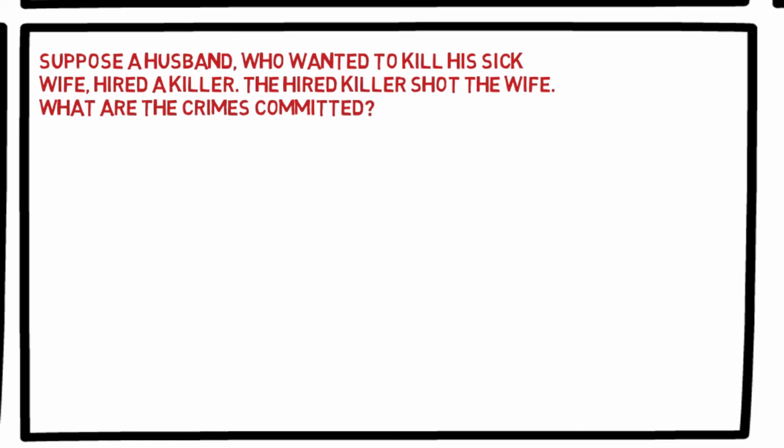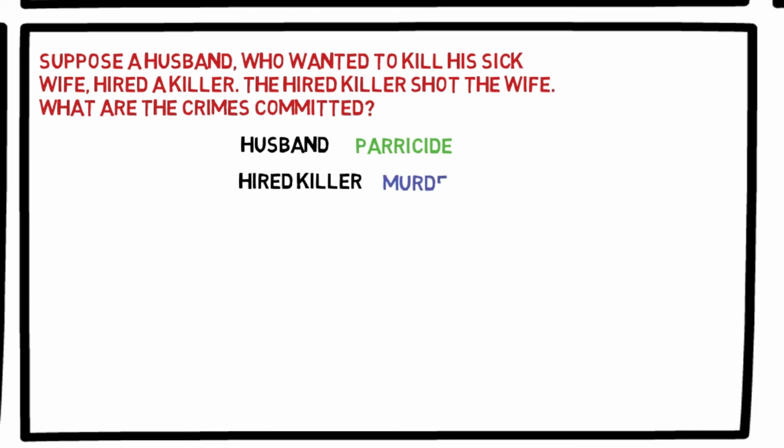Suppose a husband who wanted to kill his sick wife hired a killer. The hired killer shot the wife. What are the crimes committed? The husband is liable for parricide as principal by inducement. The hired killer is liable for murder, qualified by price, or the inducement of the husband. The personal relationship of the husband to wife cannot be transferred to the stranger.